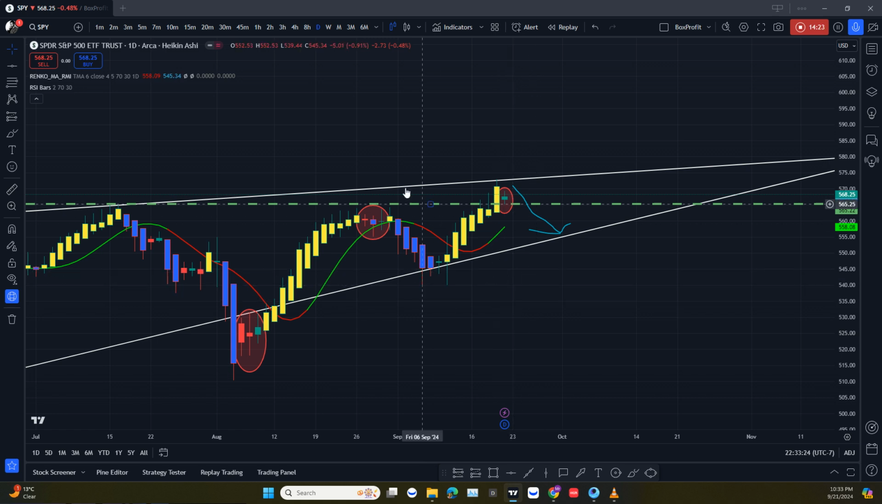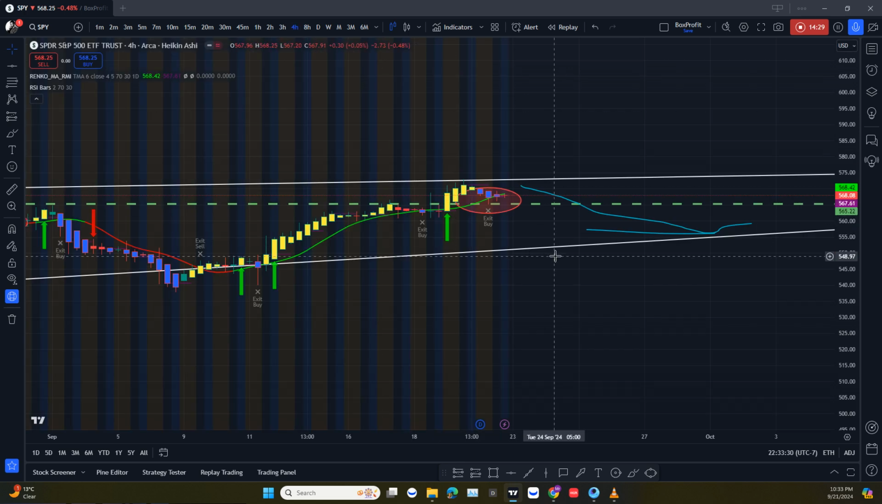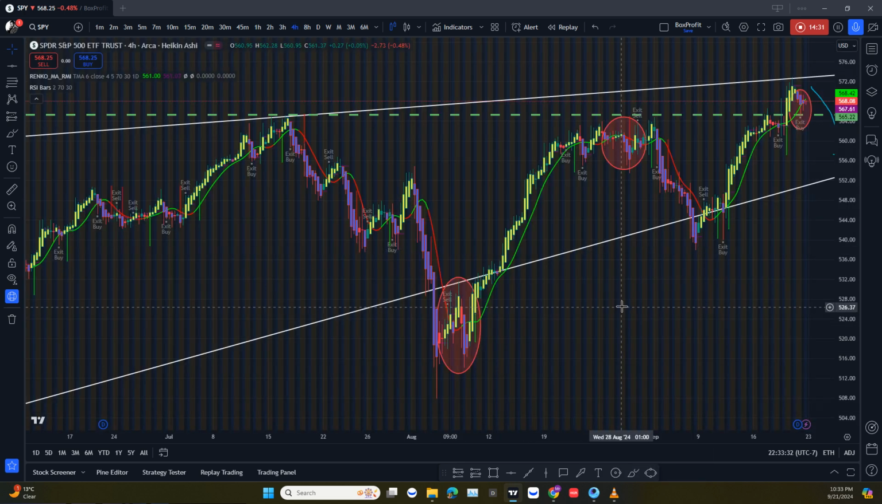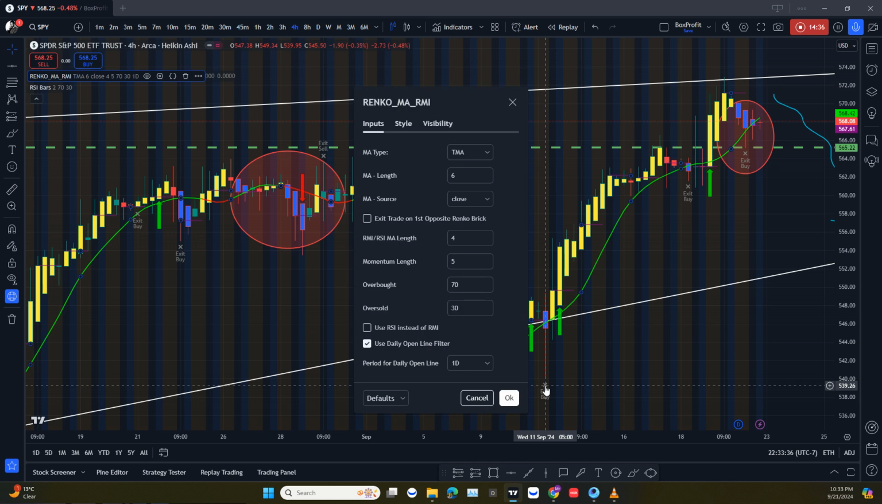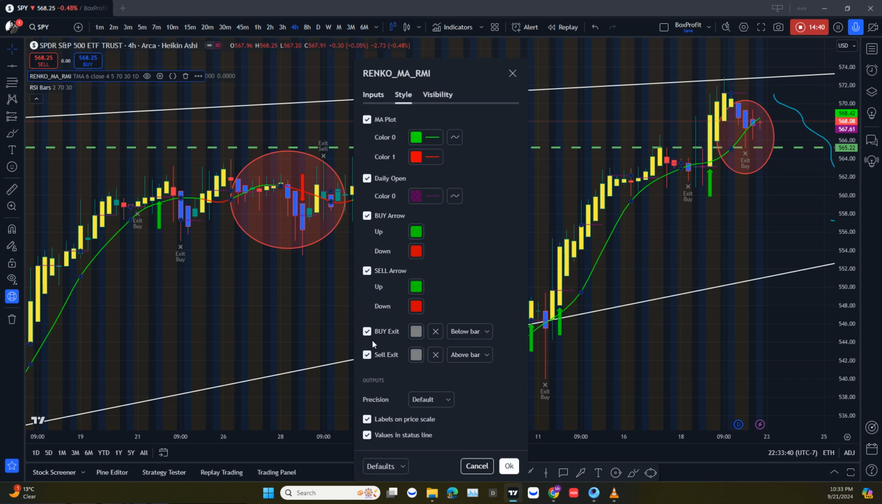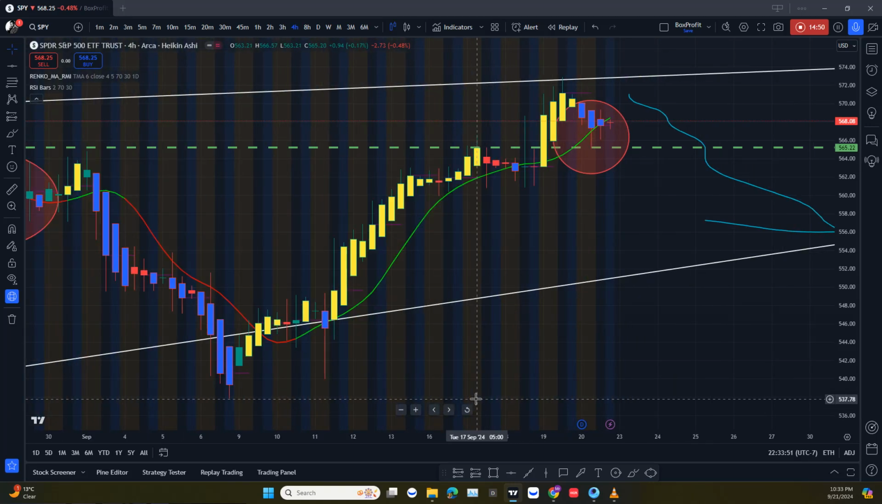On a 4 hour chart, I'm not going to change the color from this to that, but let's just look at the 4 hour chart. Let me go ahead and turn off all these signals. We don't really need them at all. Let's keep this chart clean. We don't need the sell or the buy. We just need the moving average.